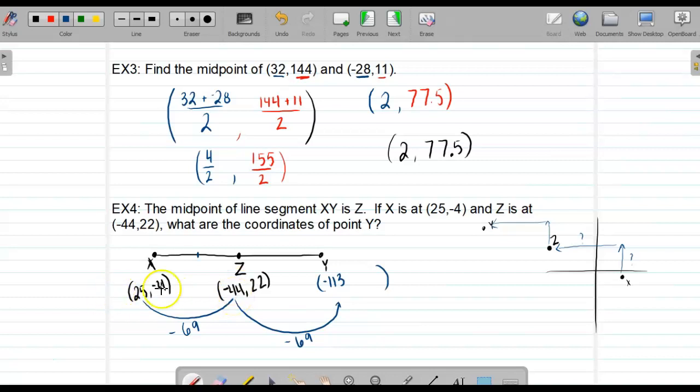No, you're taking, so to get from 25 to -44, I had to subtract 69. So to get to the next point, I've got to take where I'm at, which is -44, and I've got to subtract 69 again. So what I did to get this -113 is I did -44, which is where I was at. That was my midpoint, and I subtracted 69, and that gave me the -113.